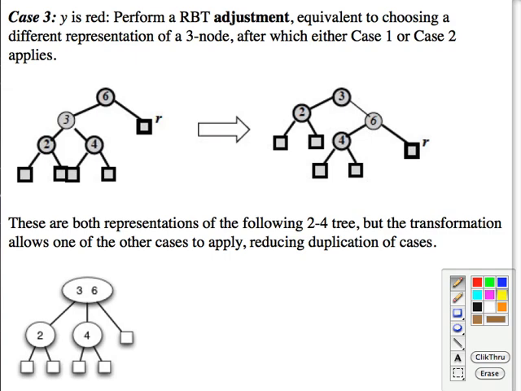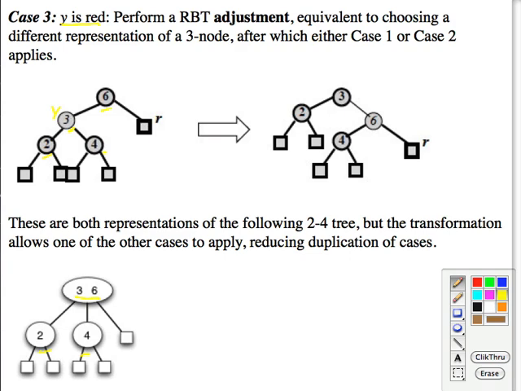So we dealt with where Y is black and it has a red child, and where Y is black and it has black children. But now what about where Y is red? This is Y right here. So this is a situation where we're going to transform it into another red-black tree that one of the other cases will apply to. This lets us reduce the number of special cases that we have to write code for. Both of these trees will correspond to this red-black tree down here. So we have a 6 with a child of 3 that's red, so the 3 and the 6 are together, and then those children are both black, so they are in their own nodes here.